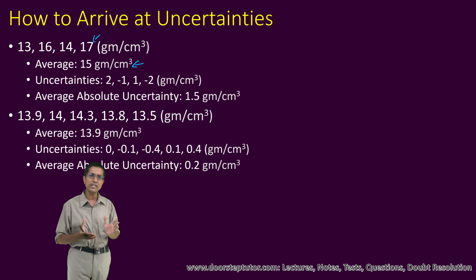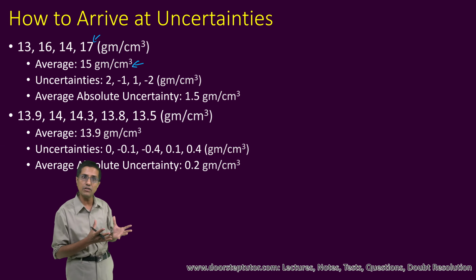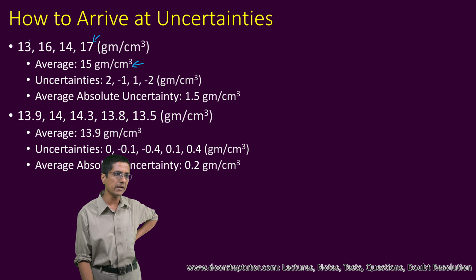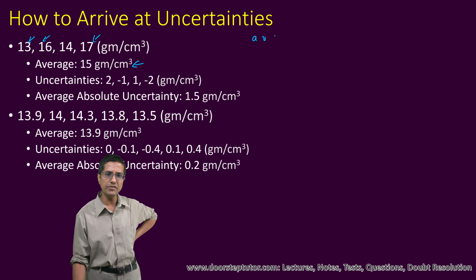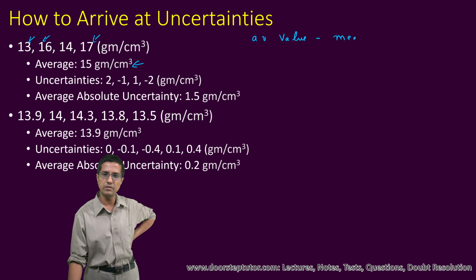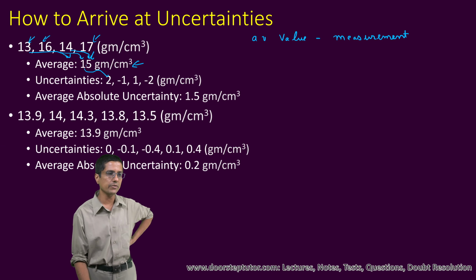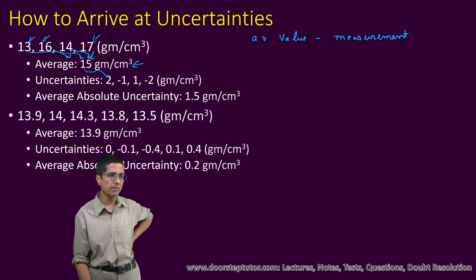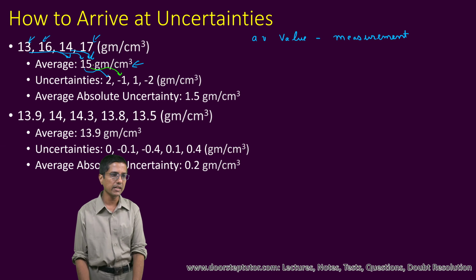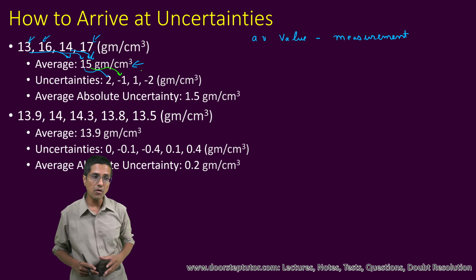Then he would have said, oh, let me assume that my average is the real value of the crown's density and find out the error in each of these measurements. So error in each of these measurements is actually equal to the average value minus the measurement. So if I subtract each of the measurements from the average value of 15, I would get the uncertainty. So 15 minus 13 would be 2, 15 minus 16 would be minus 1, and similarly we'll get 1 and minus 2 also.